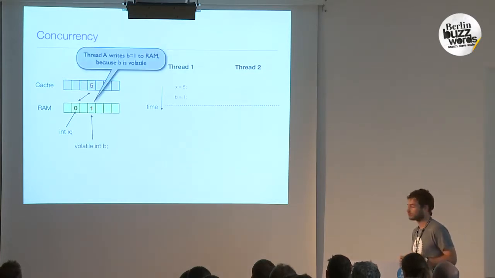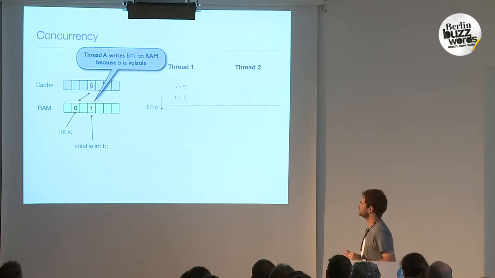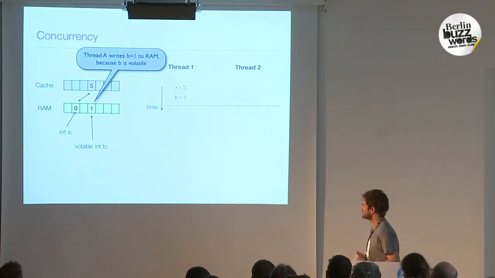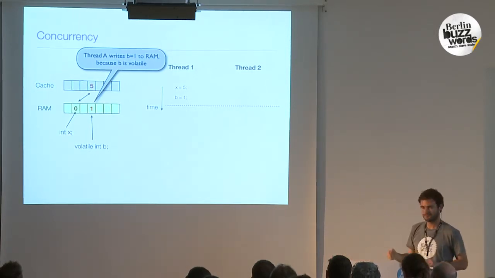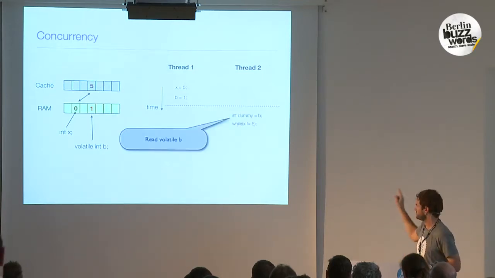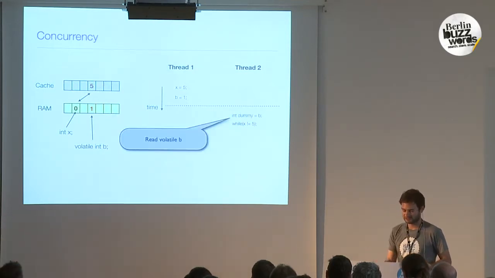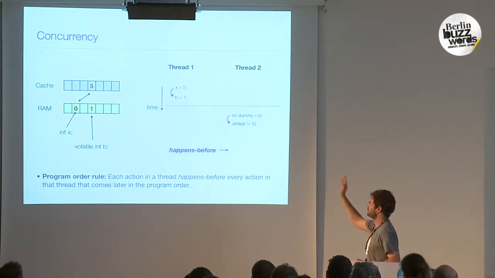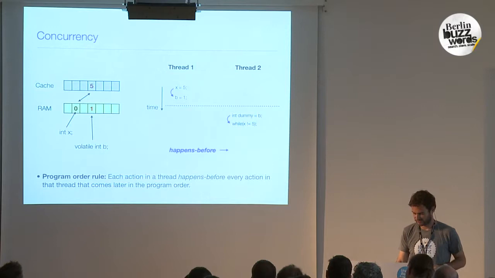However, if you write this program a little differently, so let's say we use another field B, also an integer, but that is declared as volatile, and then thread 1 first assigns 5 to X, and then 1 to B, and then thread 2 reads B and executes the same loop as before. So now let's take our rules that we learned earlier from the memory model and see what happens. If we take the program order rule, if we just look at thread 1, X equals 5 is executed before B equals 1. And if we just look at thread 2, it's also executed in the order it's written.